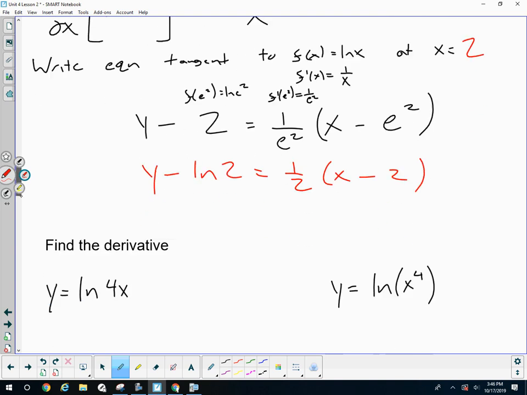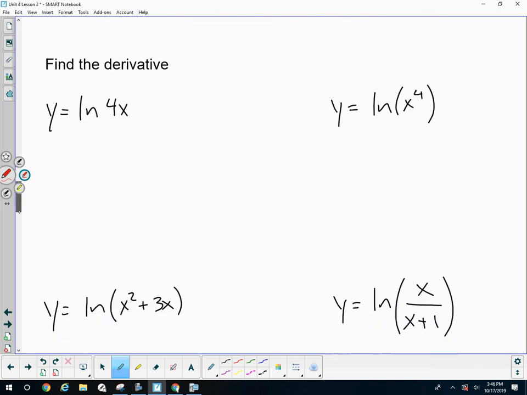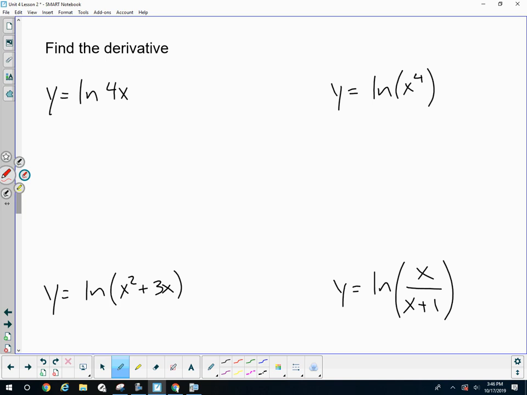Not all of our derivatives are going to be that easy. Here are other functions that include logarithms that are not just log x. The derivative, y prime, of log 4x is not 1 over 4x. Unfortunately, that's not right. Just like the derivative of log of x to the 4th is not going to be 1 over x to the 4th. Unfortunately, that's not right, because you need to follow your rules. We have to care about our rules.